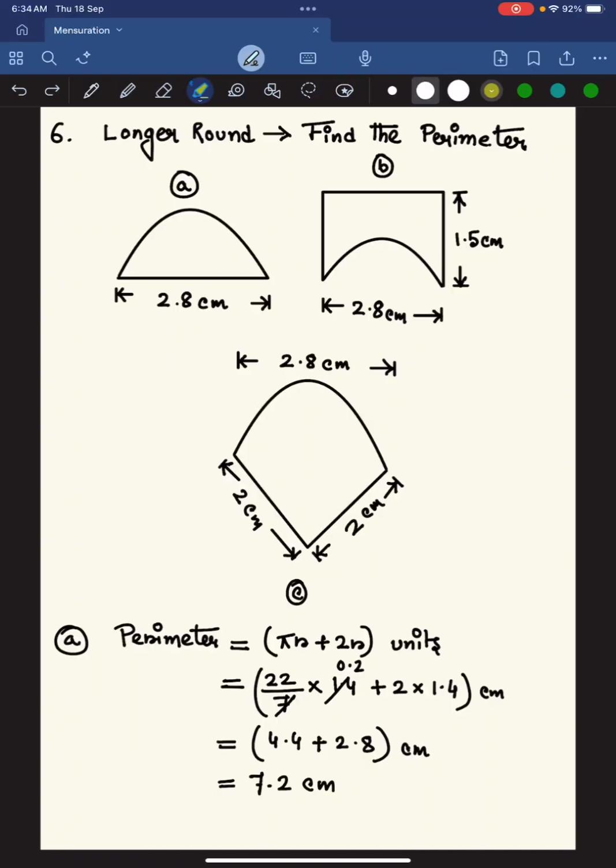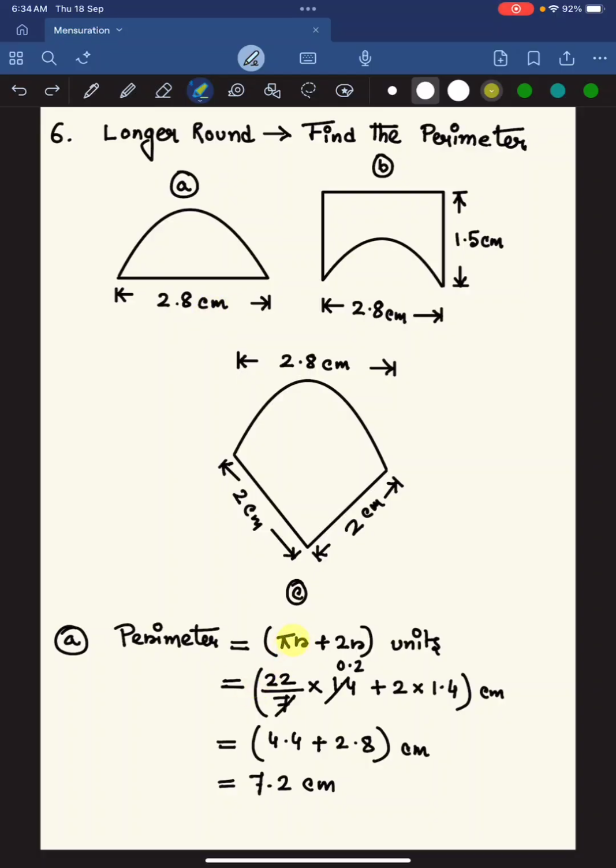The perimeter will be what? Since this is a semicircle, the perimeter of the semicircle is pi r plus 2r. That is what I have written, pi r plus 2r. Here the diameter is given as 2.8 centimeter. Diameter means 2 into radius. So 2 into radius is 2.8 centimeter. Therefore the radius will be 2.8 divided by 2, which equals 1.4 centimeter. So our r is 1.4 centimeter.